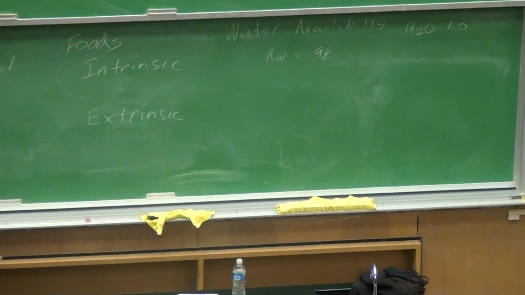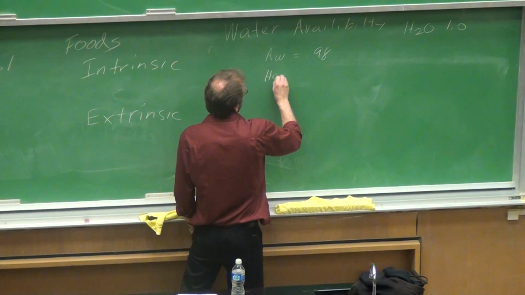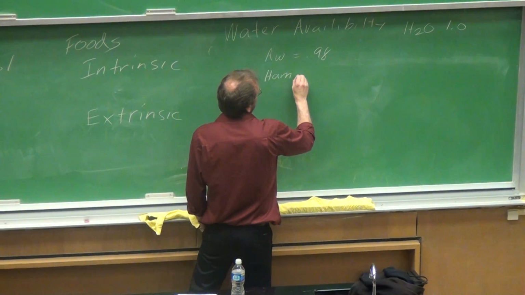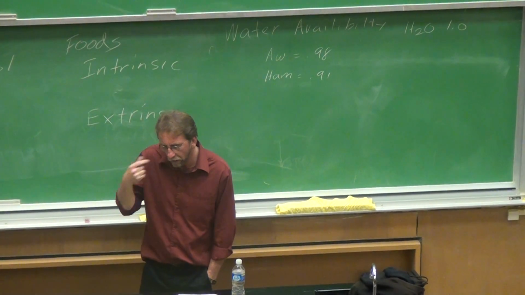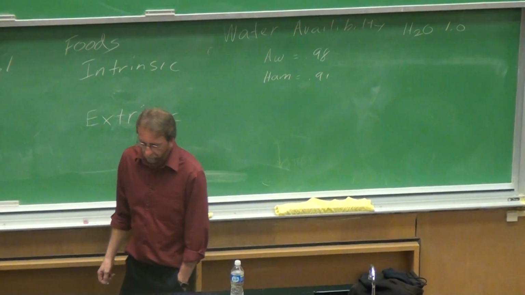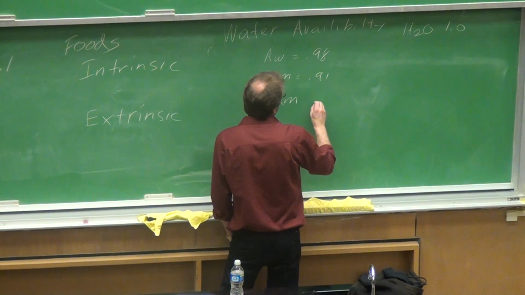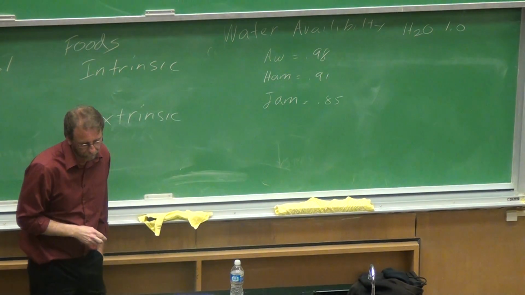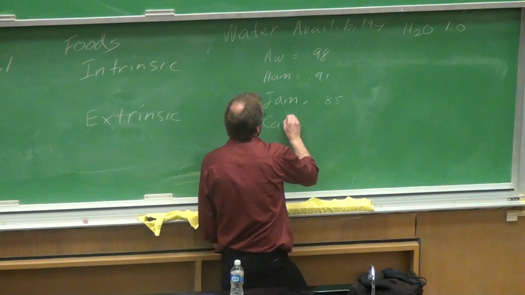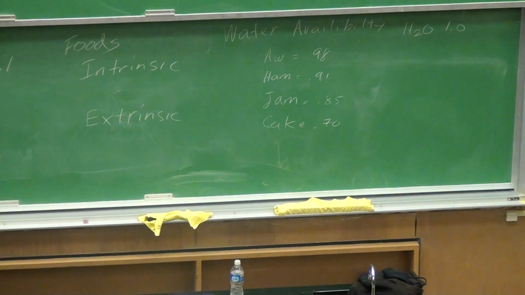But as foods become more salty or higher in sugar content, for instance, ham has a water content of 0.91. So not as much water available. Jams have a water content of about 0.85. Cake has a water content of about 0.7. Now think about what grows on these foods. Okay?